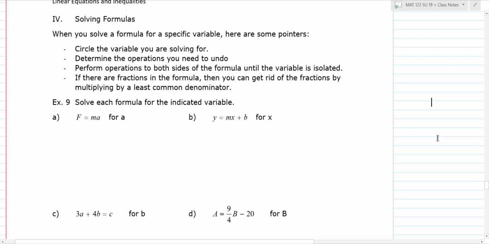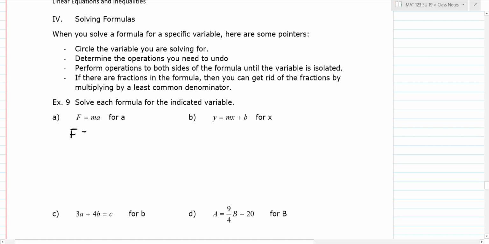When you're doing a formula, you do basically the same thing you would do if you solve an equation. This is just kind of the way I teach this. I always say just circle the variable you're solving for, determine the operations you need to undo, like the opposite of add is subtract, opposite of multiply is divide, and so forth. You do that until the variable's isolated. So it's just like solving an equation. In fact, it is an equation. It's got an equal sign in it, therefore it's an equation.